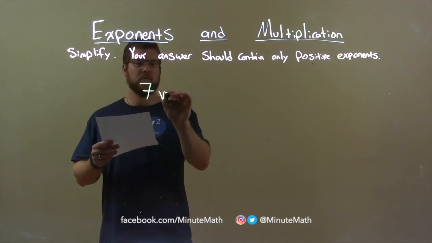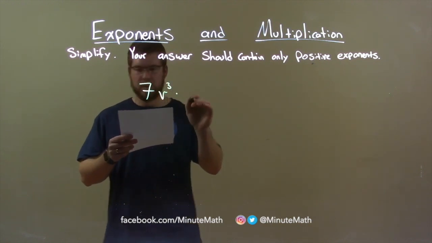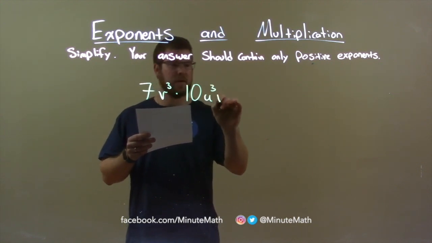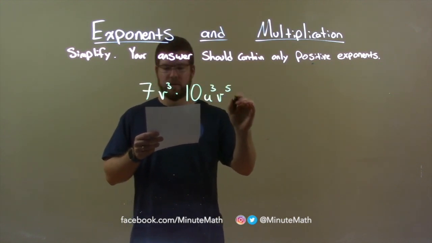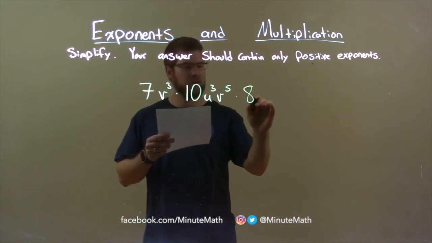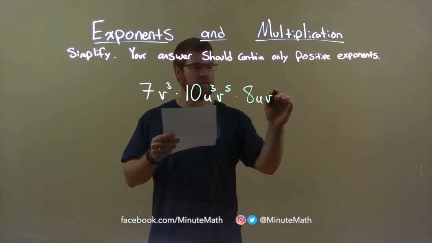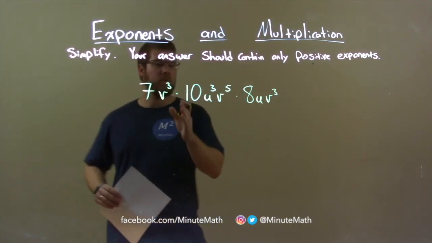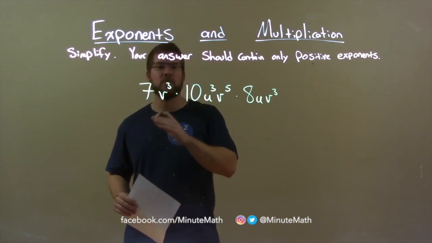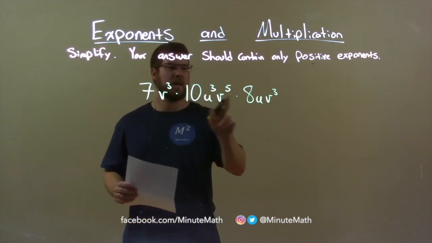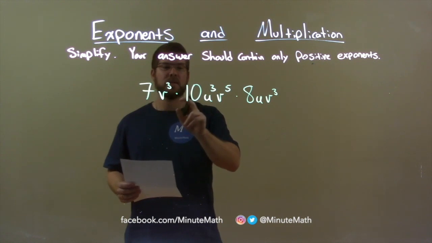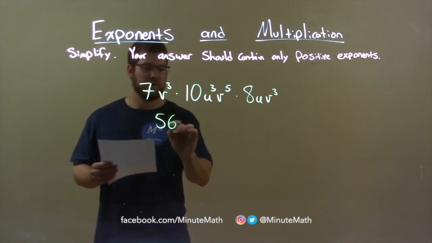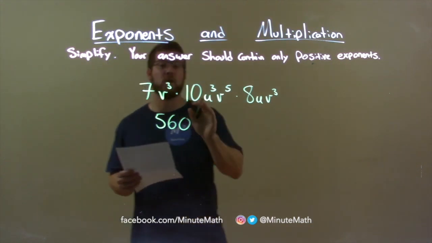7 v to the third power times 10 u to the third power times v to the fifth power times 8 u v to the third power. All right? So let's not get scared here. When we multiply all of these out, we need to first look at the coefficients, 7, 10, and 8. Well, 7 times 10 times 8 is 560. So we have 560 here, and now we've dealt with our coefficients.